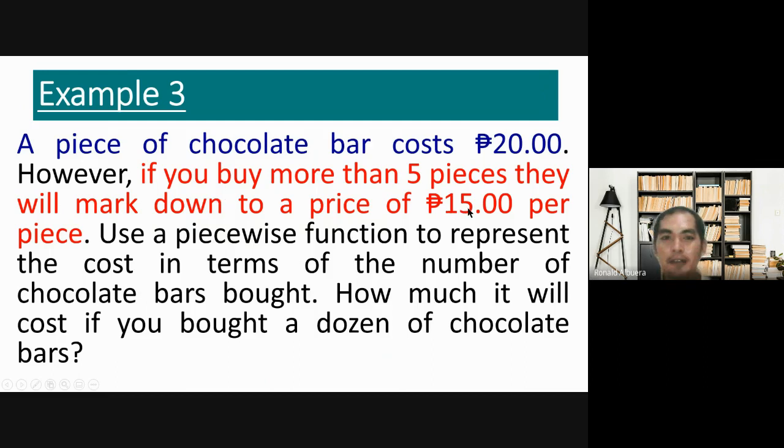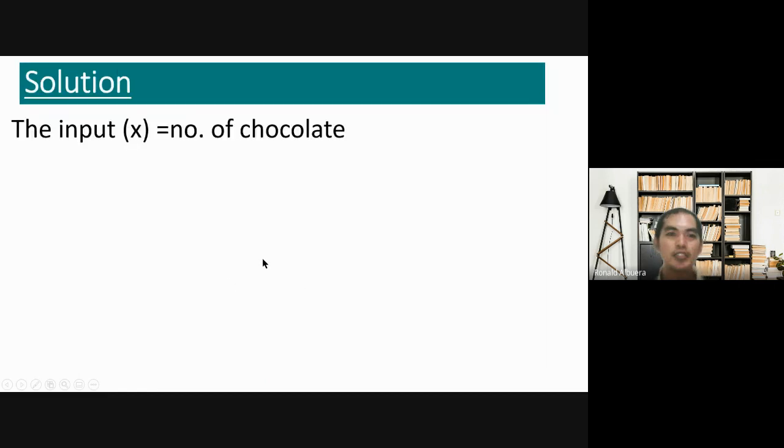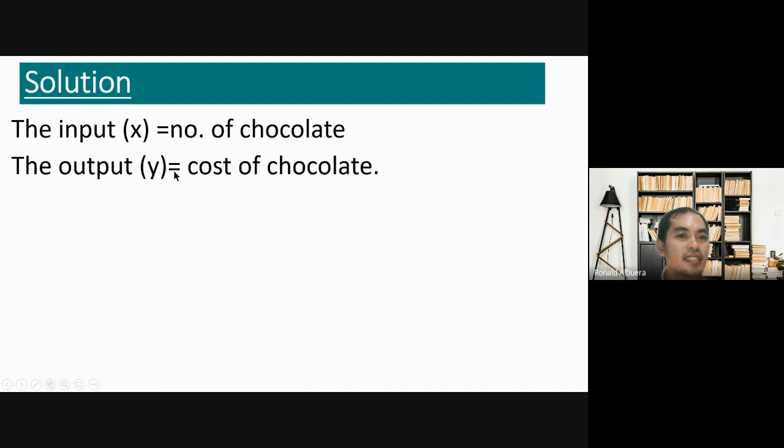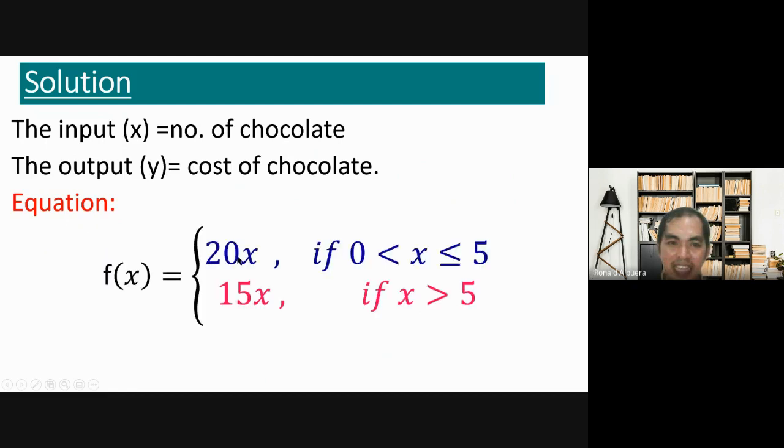15. Okay, 15 if yung x is greater than 5. Okay? 15x. Ito naman 20x times the number of pieces of chocolate bar. Oh, tingnan nyo. This is our first step. The input or x, the number of chocolate. The output or y, the cost of chocolate. Step 2 is the equation. F of x equals 20x.